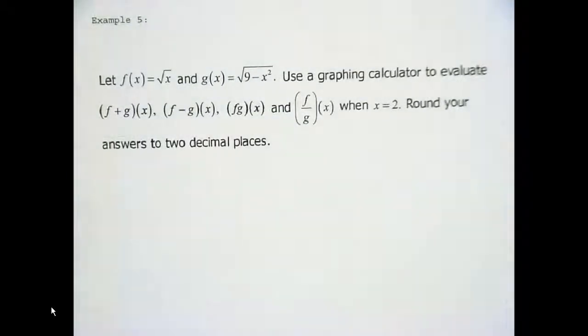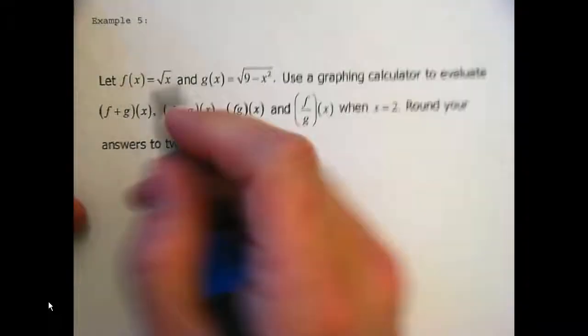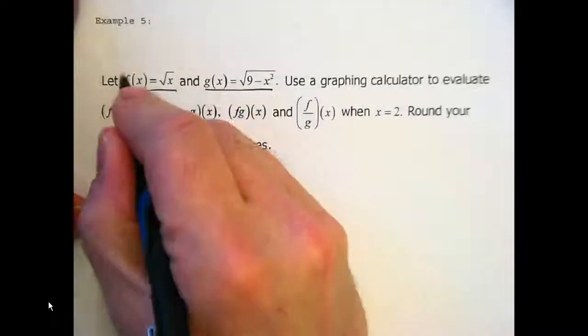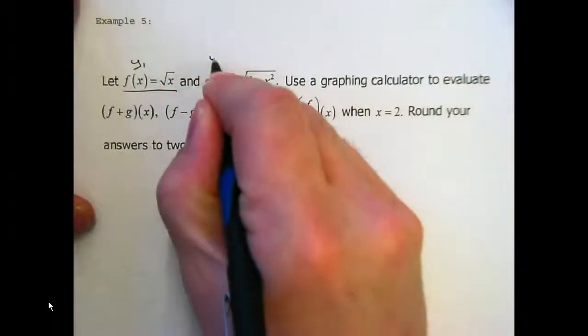Okay. Hey, I have about 4 minutes for this. I want you having your assignment by 9 or 10. So what I need you to do, this is example 5 out of your book. What I'd like you to do right now, I want you to put this into your y equals menu and this into your y equals menu. Let's call this y sub 1 and y sub 2.